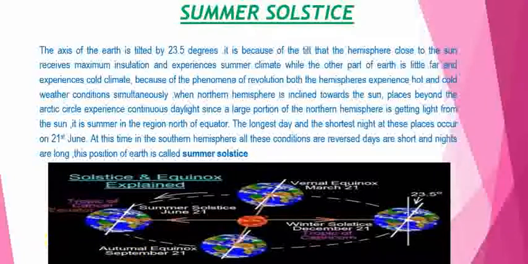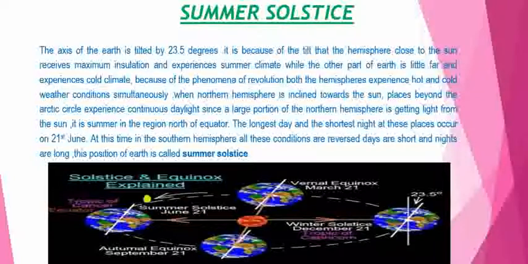Here in this picture we can see that this portion is close to the Sun and experiences summer climate. This portion, which is the southern hemisphere, is a little far away from the Sun. That's why this portion experiences cold climatic conditions.